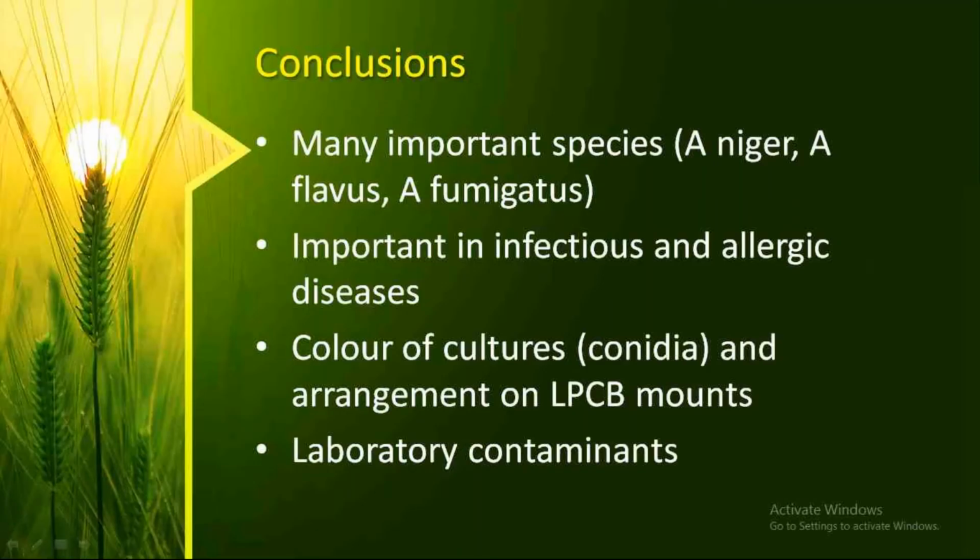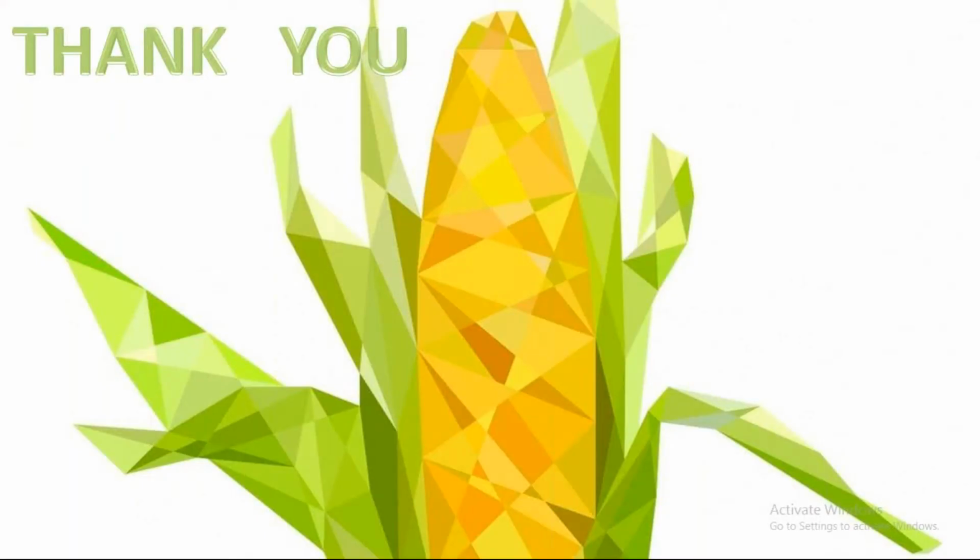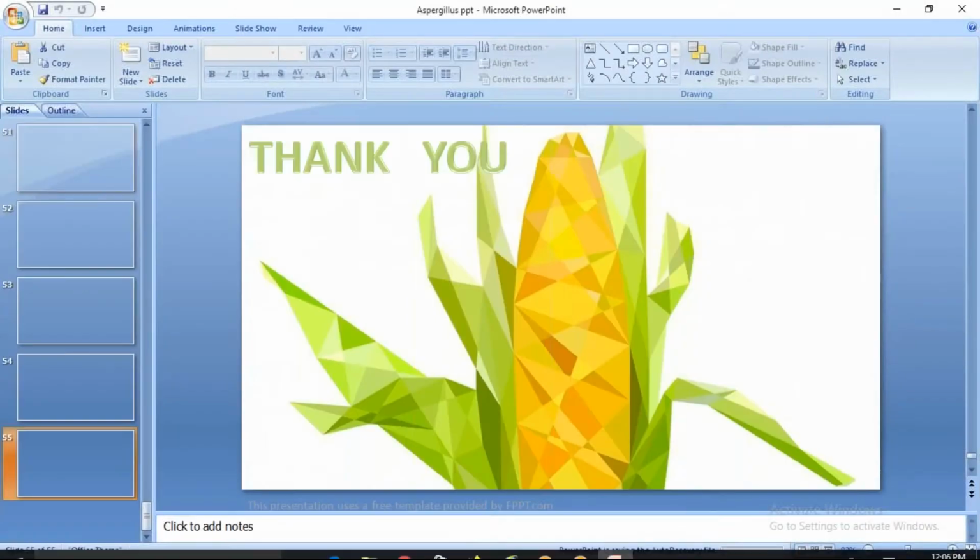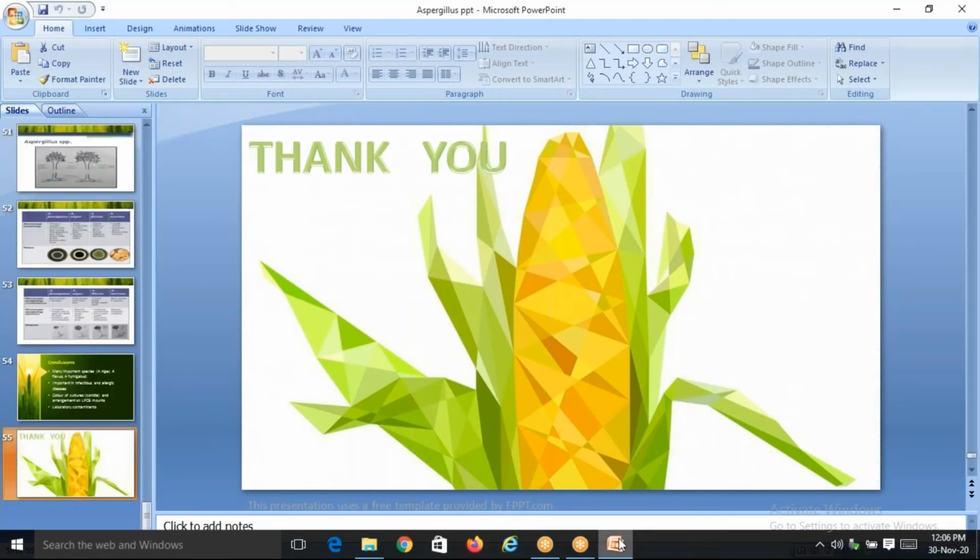So to conclude, there are many important species, out of which you have to remember only three, that is niger, flavus and fumigatus. In infectious as well as allergic diseases, there can be invasive disease, especially in the immunocompromised, which is why this is an opportunistic fungus. Based on the color of the cultures, that is the conidia will give you the culture different colors, and then the arrangement on the lactophenol cotton blue mounts, you can differentiate between the species. And basically these are laboratory contaminants also, which is why we have to be careful with our cultures. Okay. Thank you so much. We'll see a short video, after which if there are any questions or any other discussions we can do.